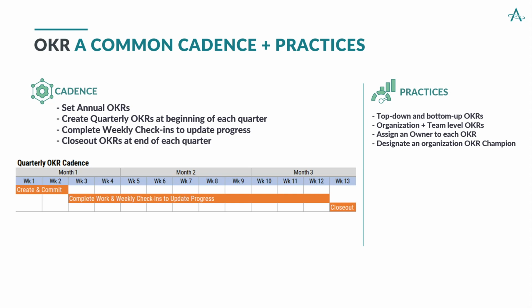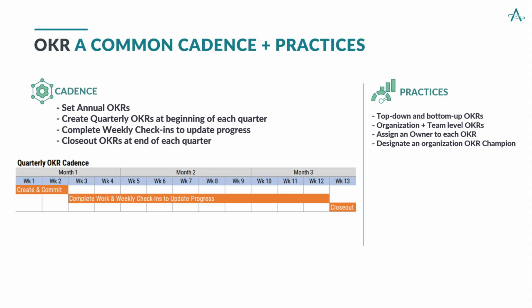Common cadences and practices. It's common for companies to think of their OKRs as being annual, meaning setting yearly goals, and then creating quarterly OKRs at the beginning of each quarter that drive toward that annual set of OKRs. We want to be able to complete weekly check-ins to update progress, and you want to close out OKRs at the end of each quarter, as you see in this timeline.